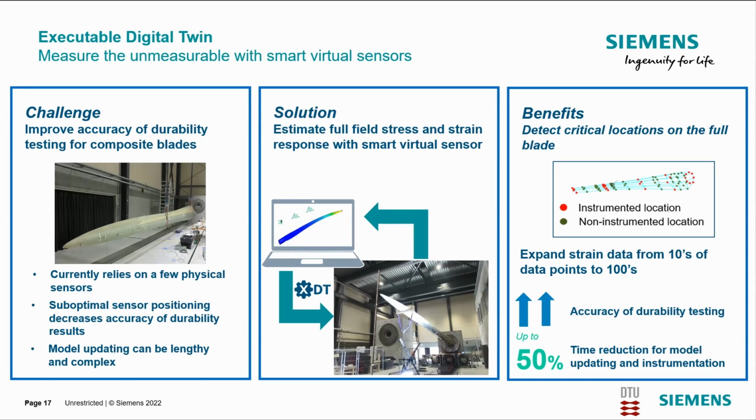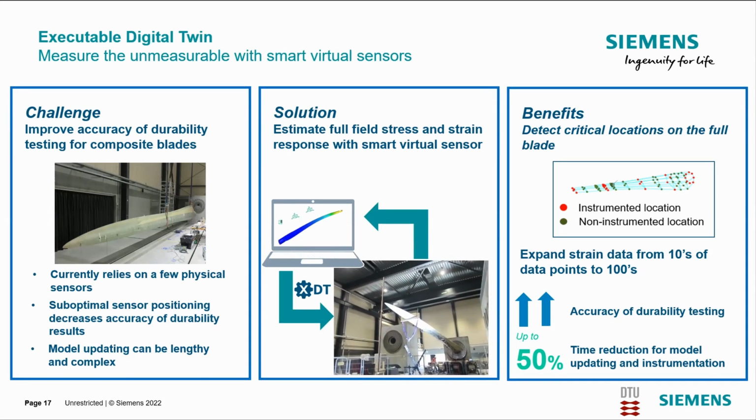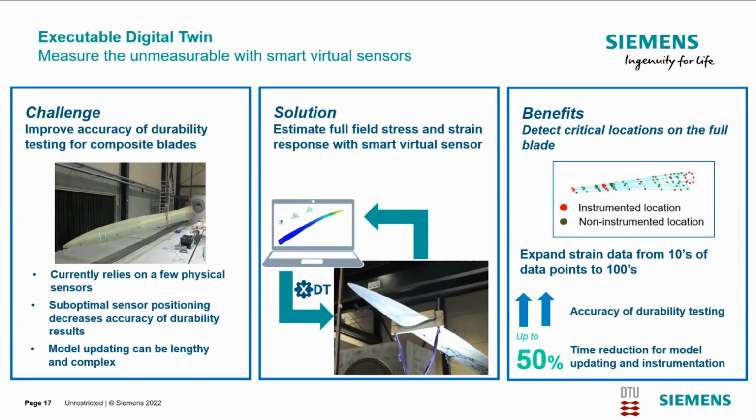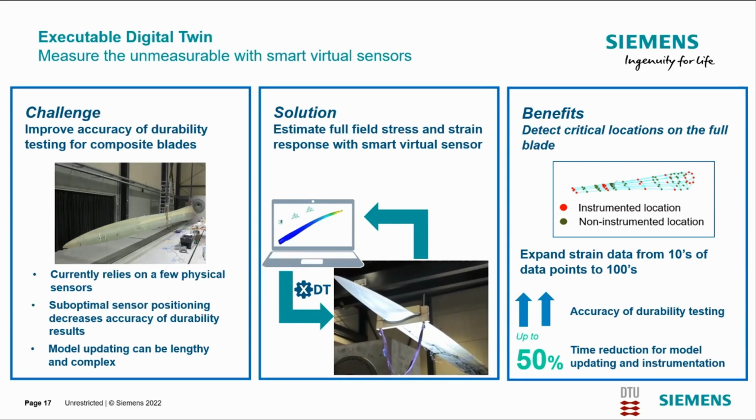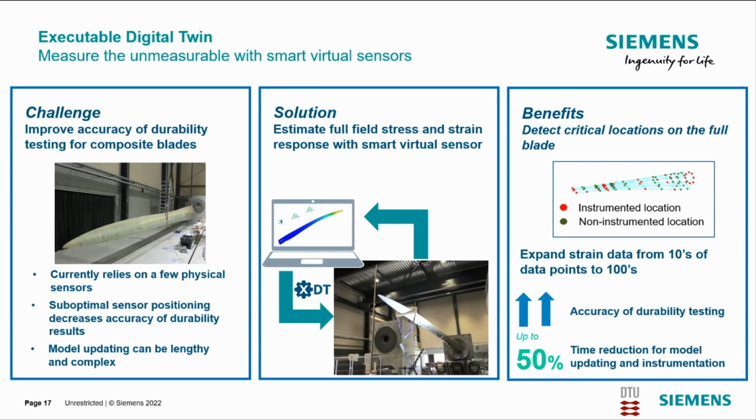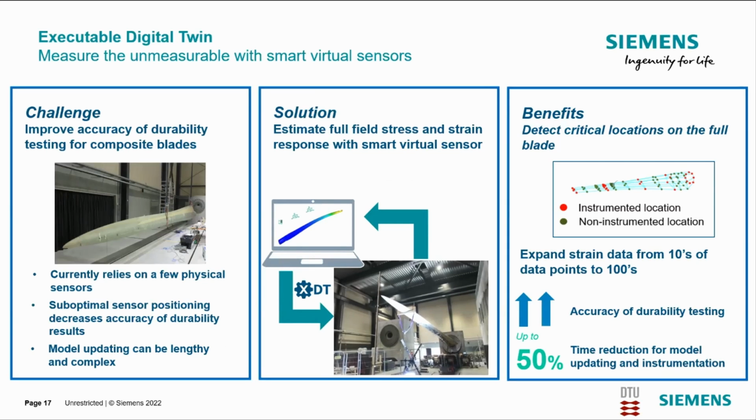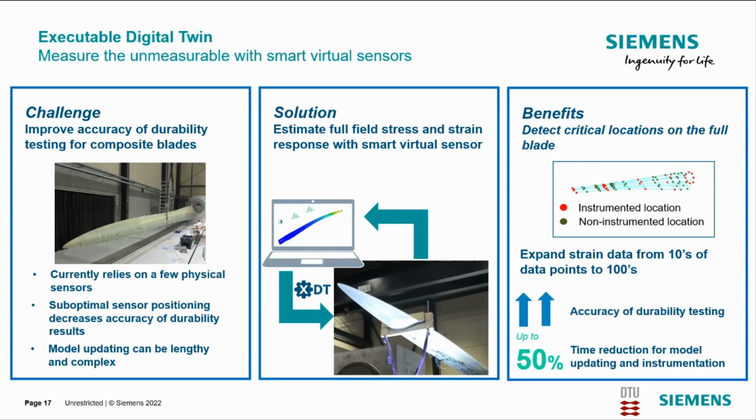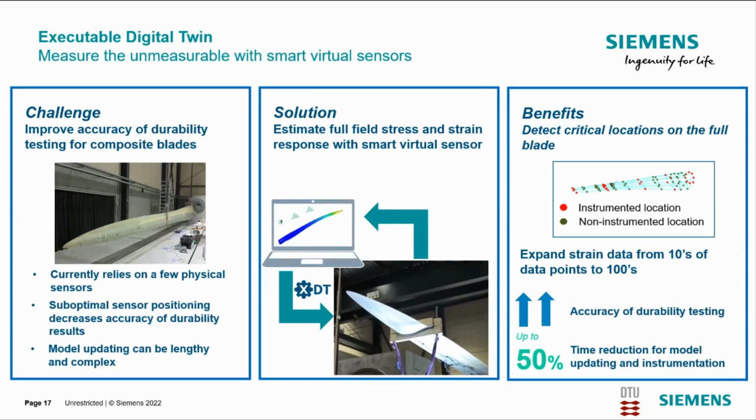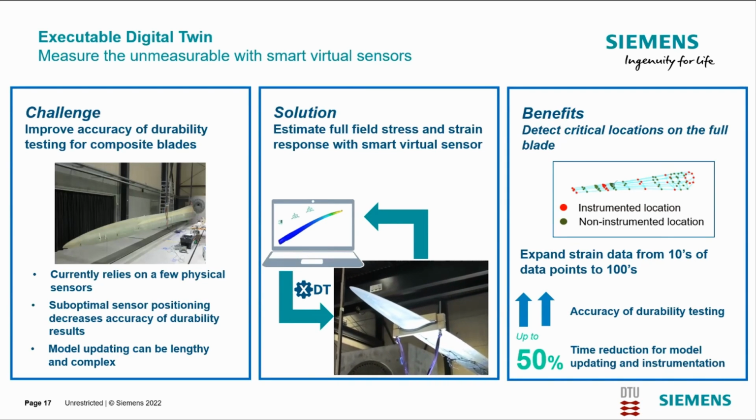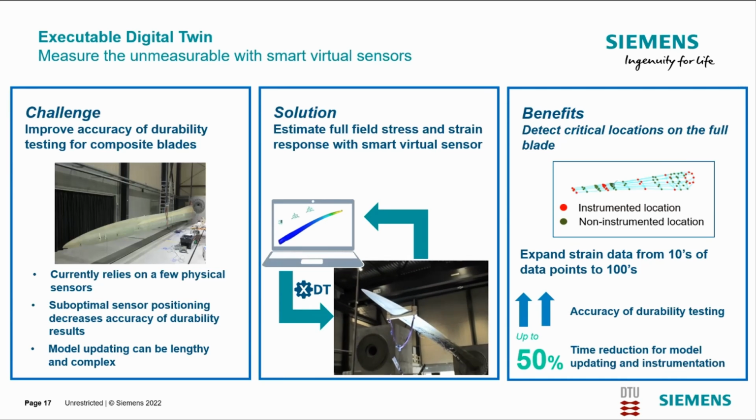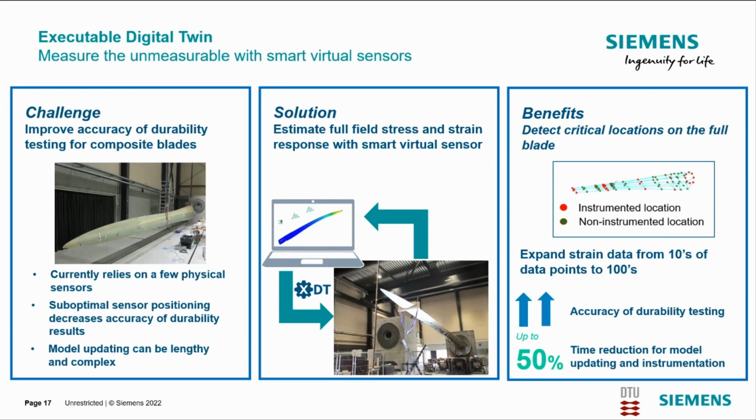Now we'll move to the research phase that we are working together with DTU on this executable digital twin. So this slide is a bit an introduction slide that I've been preparing in the past to present this project in order to get it approved. So the main challenge there was to improve the accuracy of durability testing on composite blades. So these blades, as you see here, we're talking about 15 meters to 14 meters long blades, which undergo this fatigue testing, and this lasts quite a long period.